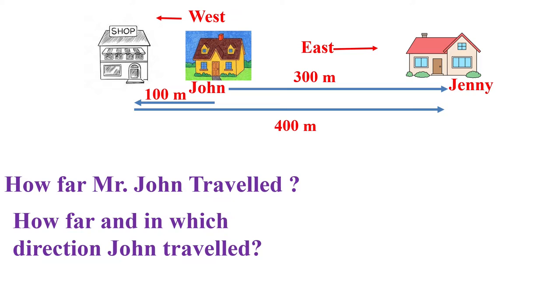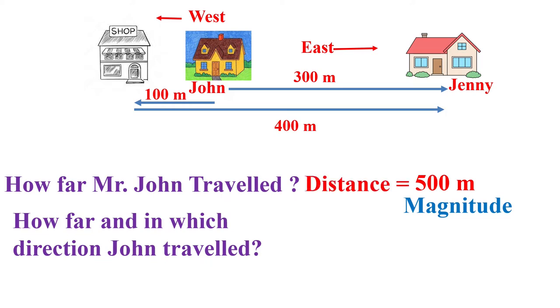That's why if someone asks you how far Mr. John traveled, then you can say that he traveled 500 meters. And 500 is a number, meter is its unit. Both this number and this unit represent magnitude, and this is the magnitude of what? Distance. That's why we can say that the total distance covered by Mr. John is 500 meters, and this is the length of the path which he covered, and we can say this is distance. But the distance between John's house and Jenny's house is just 300 meters, and it is towards the east.